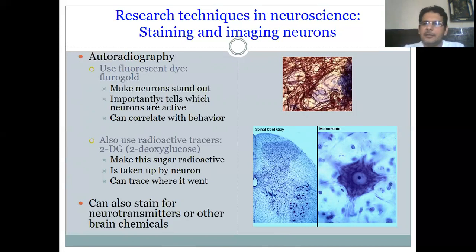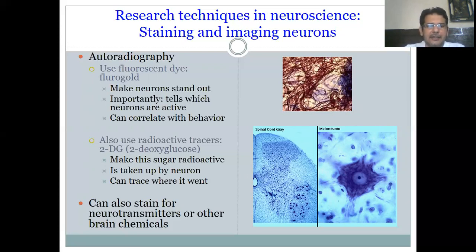And if we label the glucose, which is readily taken up by the neurons, then we can see specific regions in the brain where there is more consumption of glucose. Wherever there is more activity, there will be more uptake of glucose, and hence we can study that these brain areas are more active. So this is one of the approaches, the 2-deoxyglucose: we make this sugar radioactive, and as it is taken up by the neuron we can trace where it went, and where the brain activity is going on.